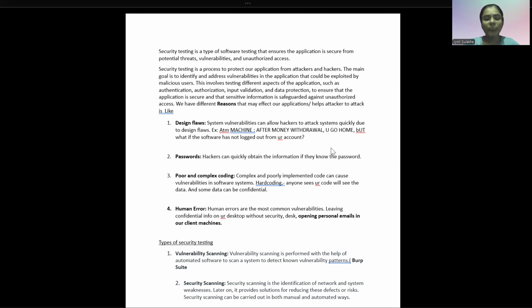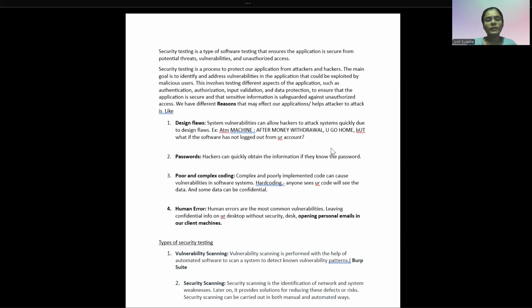The second is weak passwords. If we set a weak password for any application, hackers can easily identify it and hack our account. For example, very common passwords like 1234, password, or our own name. These are very weak passwords.